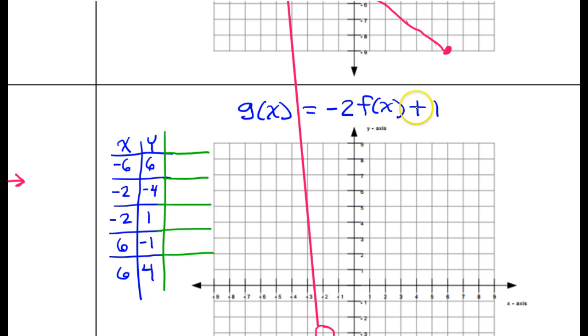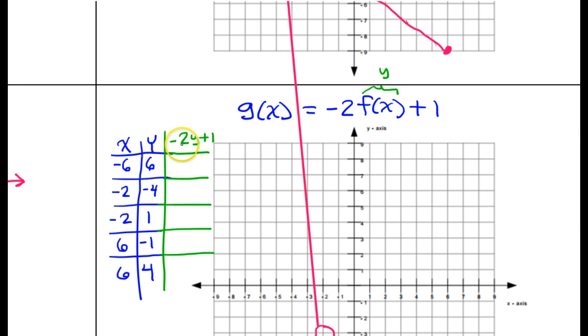Okay, so the new y column, remember this f of x is basically just a y. So we're doing -2 times y plus 1. That's how we will get our new y values. We will do -2 times y plus 1.